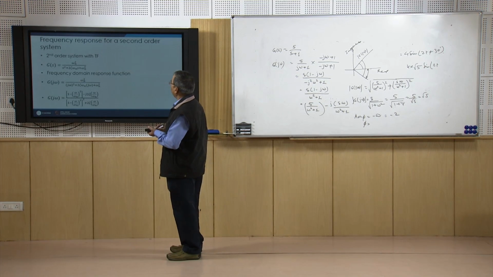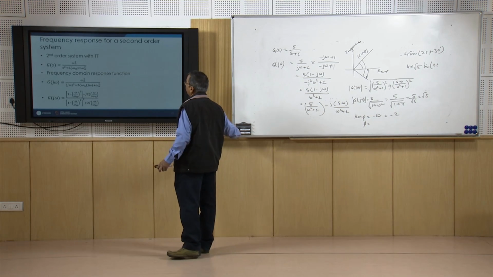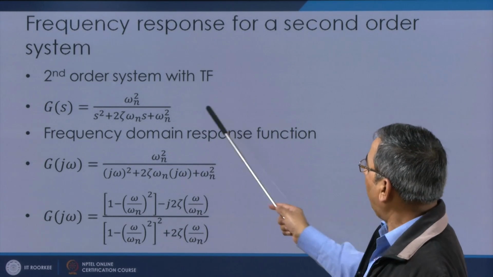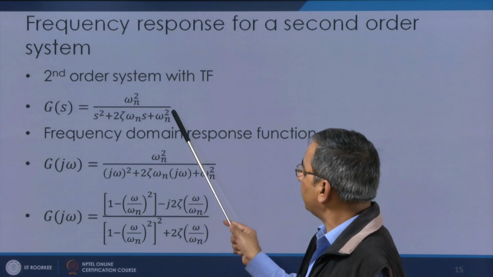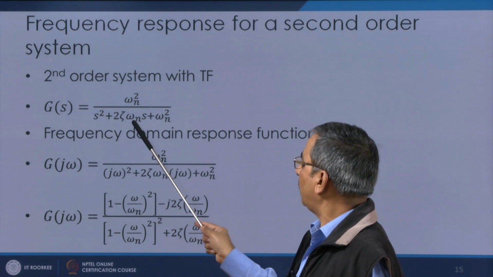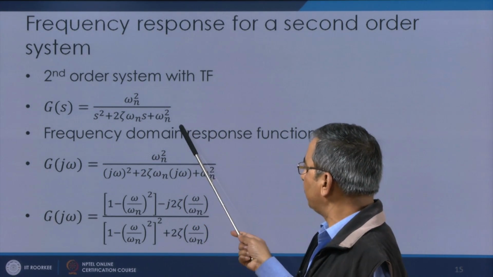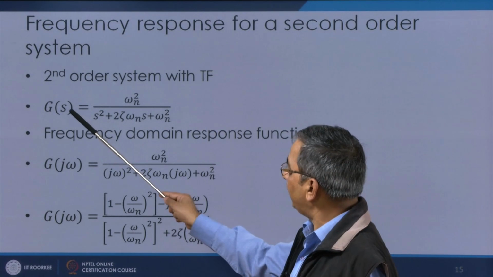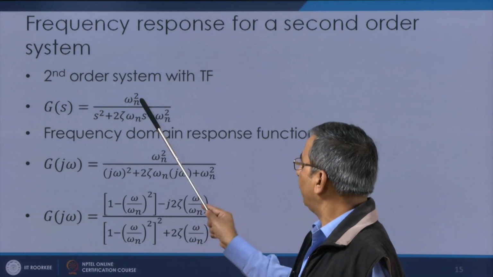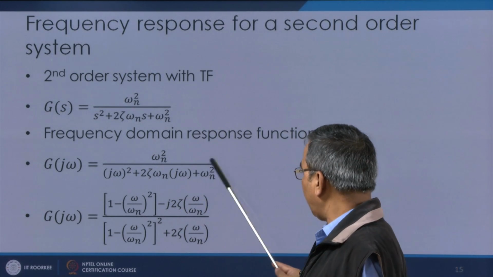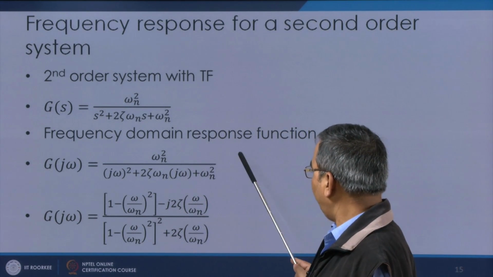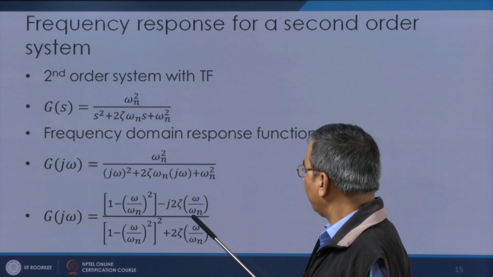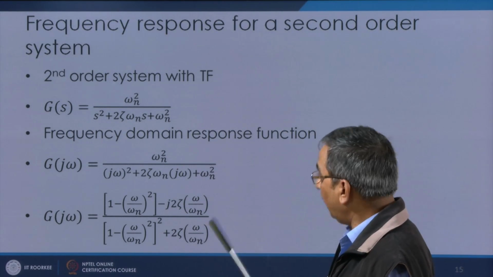Similarly, we can take the example of a second order system. That is, the frequency response for a second order system can be taken, and this is the transfer function for the second order system, ωn square by s square plus 2ζωn s plus ωn square. Now, the frequency domain response function we can get if we replace s by jω. So, if I replace s by jω, this is what I am going to get. And I can represent this G(jω) in the complex form like this, using the same procedure which we have seen earlier.